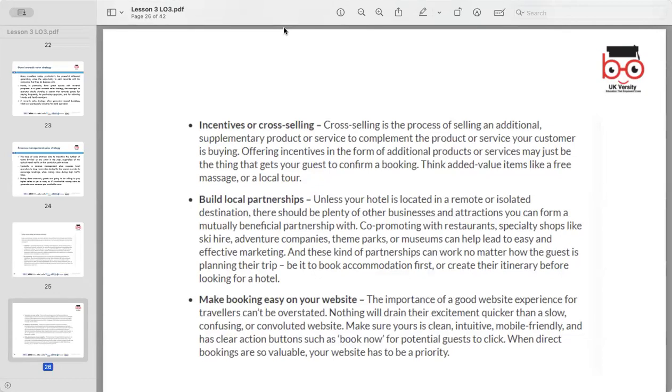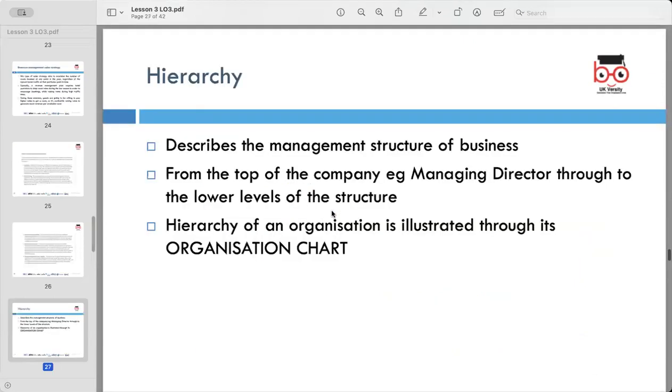Building local partnerships. Establishing a partnership with local businesses and attractions allows hotels to leverage mutual promotional opportunities, expanding their reach and attracting more guests through collaborative marketing efforts. Additionally, ensuring a seamless and user-friendly booking experience on the hotel's website is emphasized as critical for facilitating direct bookings and maximizing conversion rates. A well-designed website with clear calls to action can significantly influence guests' booking decisions and enhance overall customer satisfaction.